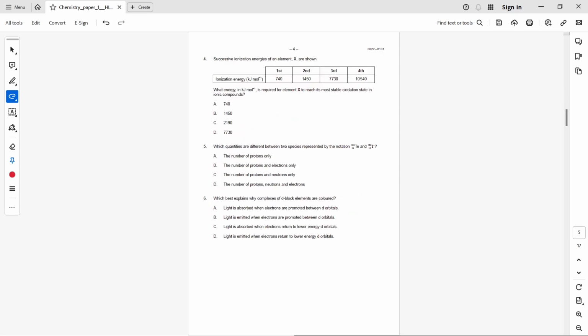0.5 moles. For the next question, we can see that the oxidation state +2 is the most stable for this element because there is a very huge increase in ionization energy. So we can just say that we need to add 740 plus 1450, which is going to give us 2190.